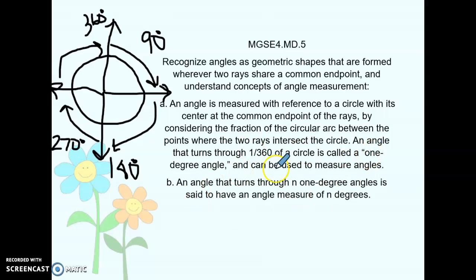So an angle that turns through 1/360th of a circle is a 1-degree angle. This circle is made up of 360 1-degree angles, and we can use each of those 1-degree angles to measure this whole circle, okay? So this whole circle is made up of angles. Okay, so we're going to talk a little bit more about that now.